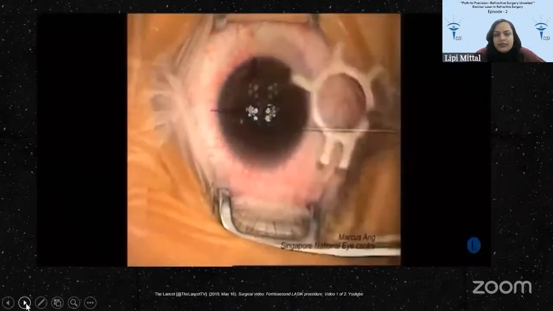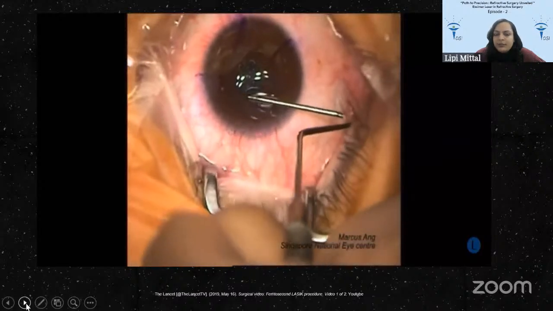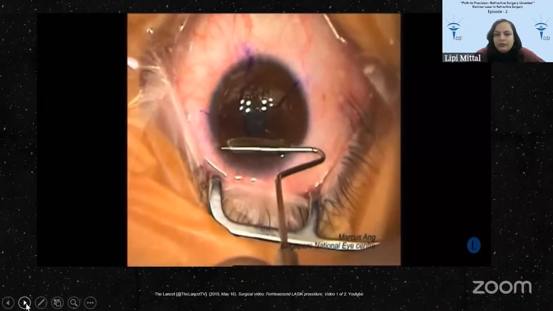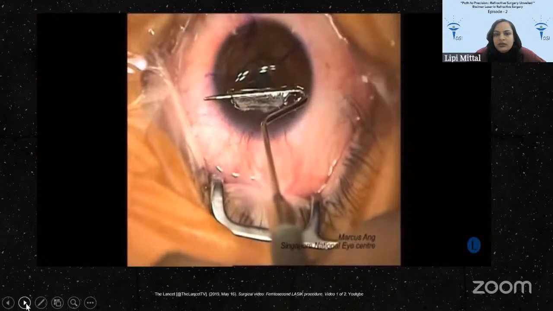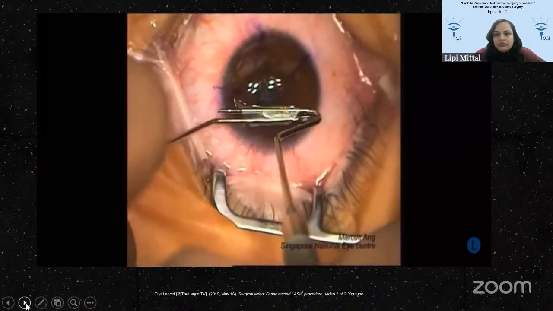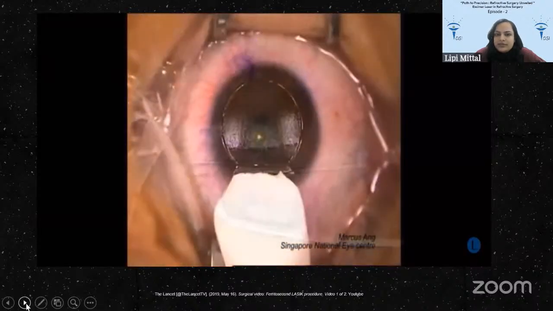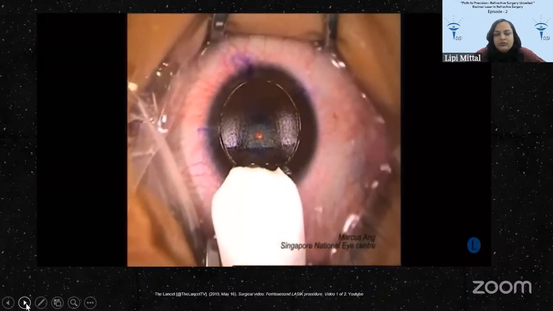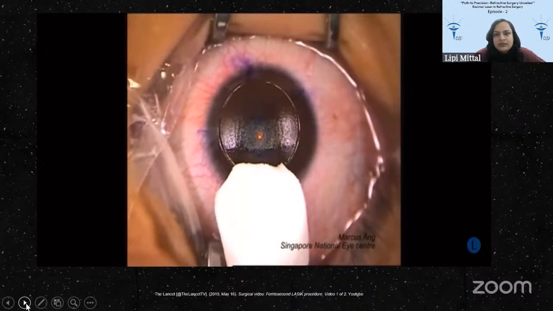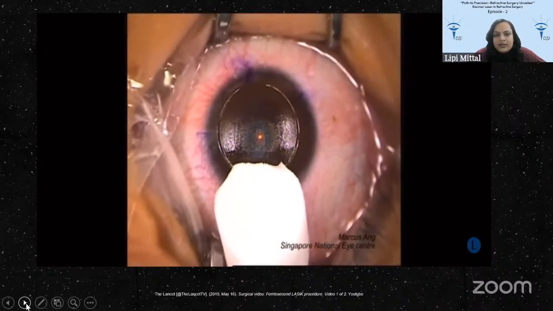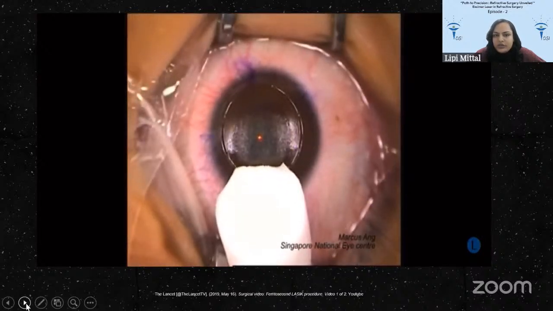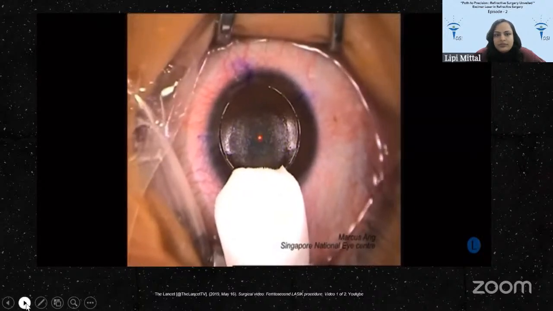So after that, the patient is transferred to the excimer platform, and then the corneal flap is lifted off. After that, the entire process is the same as that of a microkeratome LASIK. The cornea is ablated with excimer laser, washing is done, and the flap is repositioned.